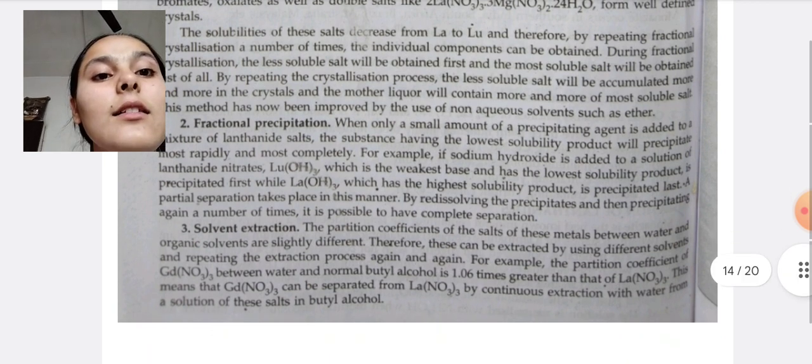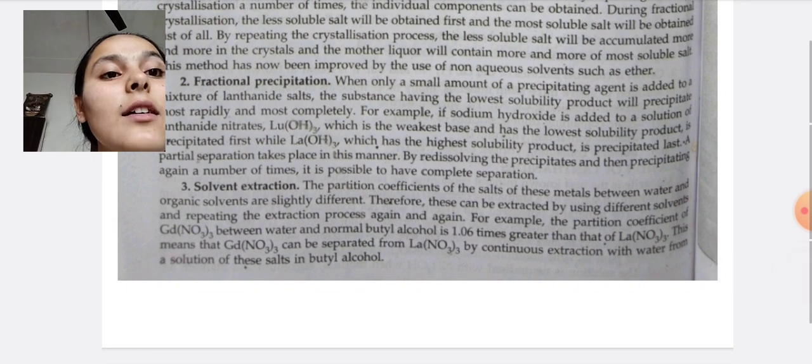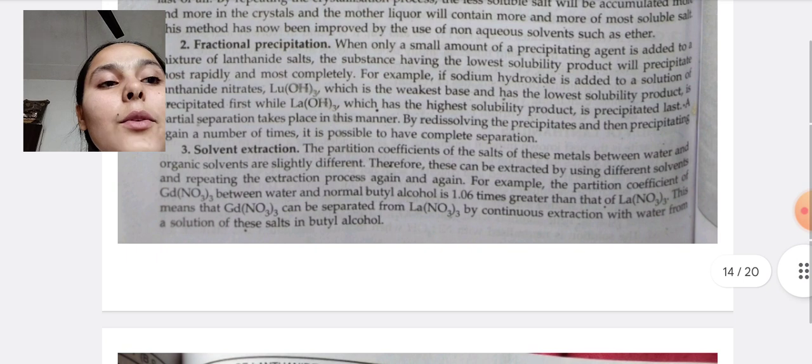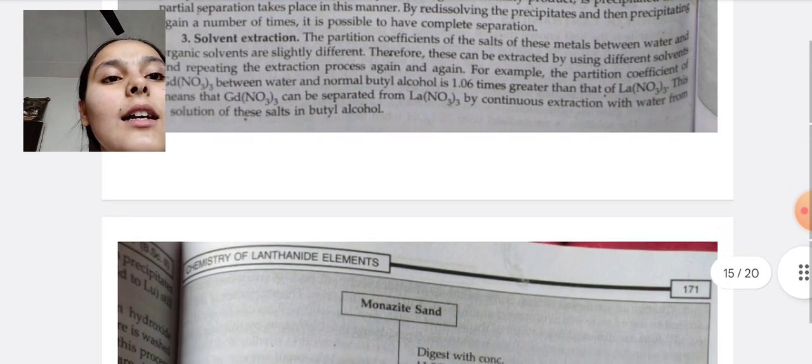And third is solvent extraction. The partition coefficients of the salts of these metals between water and an organic solvent are slightly different. Therefore, these can be extracted by using different solvents and repeating the extraction process again and again. For example, the partition coefficient of Gd(NO3)3 between water and normal butyl alcohol is 1.06 times greater than that of La(NO3)3. This means that Gd(NO3)3 can be separated from La(NO3)3 by continuous extraction with water from a solution of these salts in butyl alcohol.